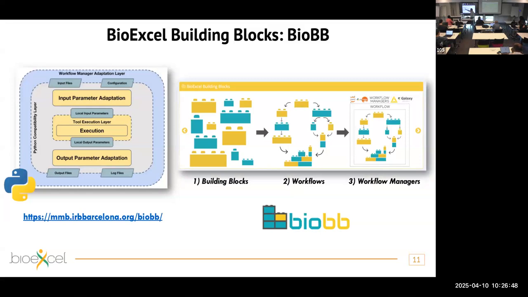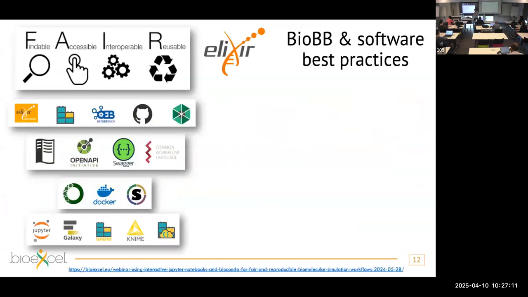This extra layer that you see here in blue is what we call the workflow manager adaptation layer. It is the layer that we add to be compatible with different workflow managers. So in Jupyter Notebook, we don't need anything like that, but for more complex workflow managers, such as the HPC ones, we need this kind of adaptation layer to make everything compatible. Okay.